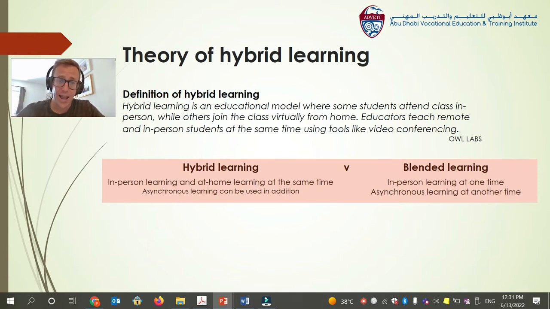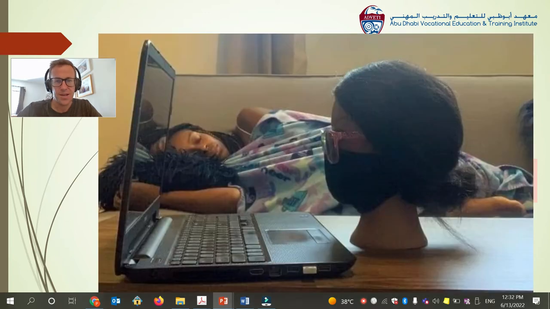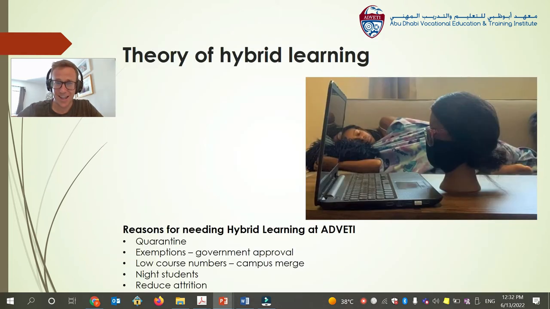You can use asynchronous learning as an addition to this. Whereas blended learning is you are in-person learning in one time of your learning, and then you would do asynchronous learning at another time. But the students do the same thing at the same times, whereas hybrid, they're in different locations. Here's a picture that nicely shows what might be one of the problems of hybrid learning. The students at home are not engaged.